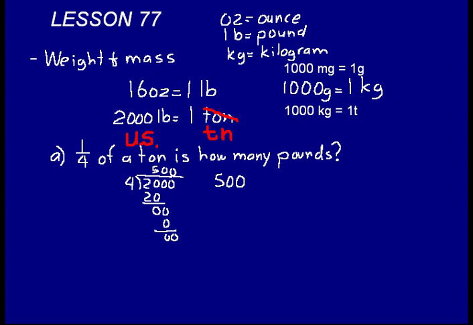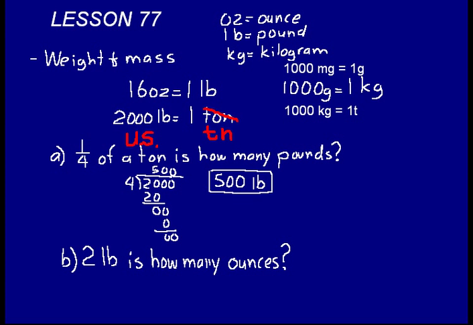Remember, on these conversions, we have to write our units. That's half of our answer. And so we would say 1/4 of a ton is 500 pounds. Let's do another one. 2 pounds is how many ounces? Well, if 1 pound is 16 ounces, then 2 pounds would equal 16 times 2, and that is equal to 32. And then we can say OZ for short, 32 ounces. 2 pounds would equal 32 ounces.